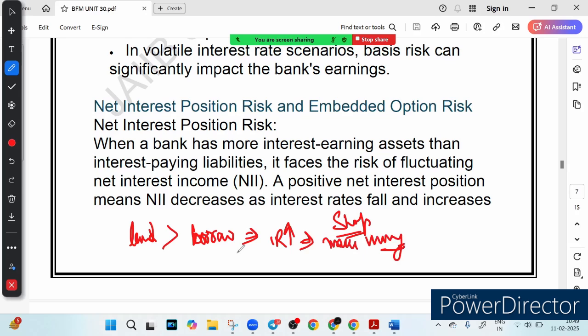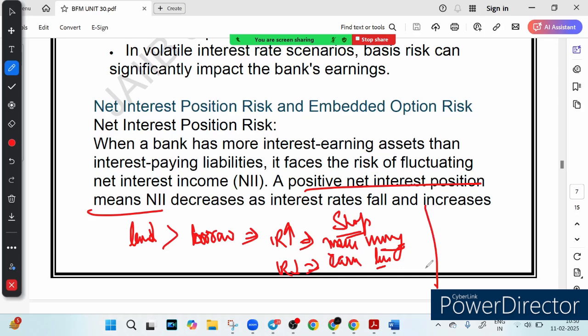And when rates fall, if rates decrease, it earns less because its loans now bring in less money, right? So suppose the bank is lending more than it is borrowing, and interest rates increase, so it makes money in that case. And if interest rates decrease, then it earns less. That is the point. So there is something called positive net interest position. When I say positive net interest position, it means we are lending more than we are borrowing, so it will be profitable when rates rise.